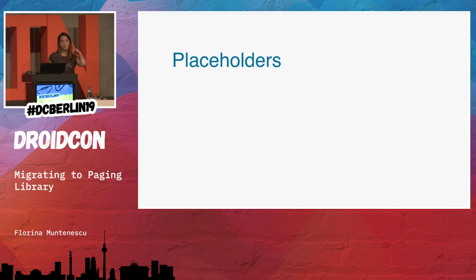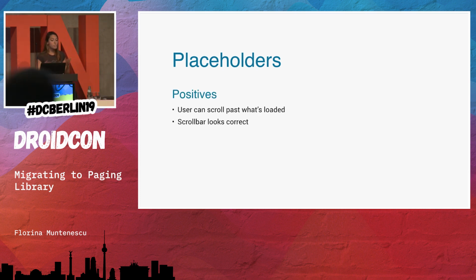So the placeholders come with advantages and disadvantages. So the good thing is that the user can scroll past what's loaded. So if you already know that you need to load 1,000 items, you only load, let's say, the first 20, but the scroll bar is already the right size, and especially if you have some quick lookup, it means that your users can already go to, I don't know, some items at the bottom, and they can quickly scroll. They will see those placeholders, so that interaction will be a bit more smooth.